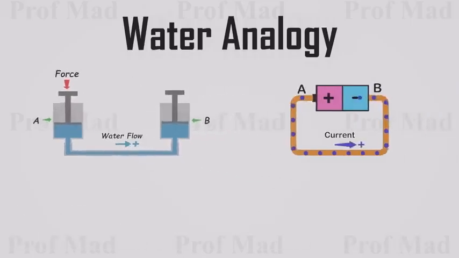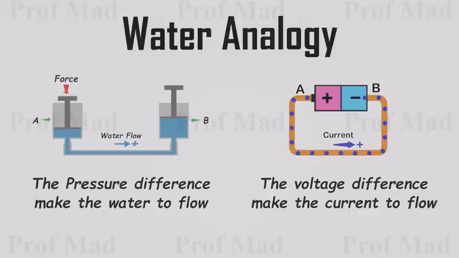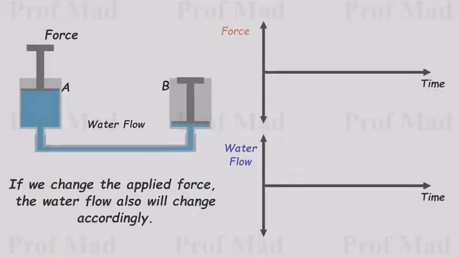The same phenomenon occurs in an electric circuit. A battery has two terminals, positive and negative. The positive terminal has a high potential, while the negative terminal has a low potential. When we connect these two terminals using a conductor wire, a current begins to flow from the positive side to the negative side. Let's return to the water piston example.